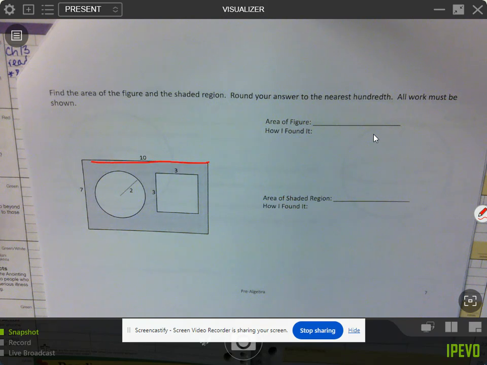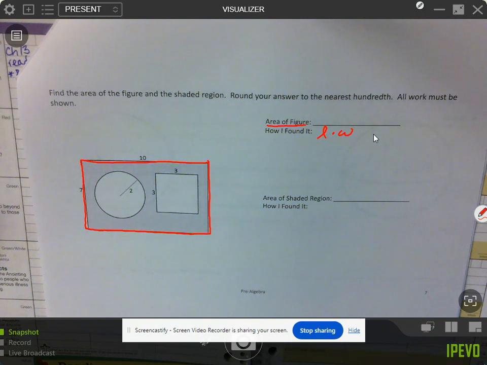The figure is this full rectangle. That is our full figure. When it says area of figure, it is that full rectangle. How do we find the area of a rectangle? Length times width. So what are you multiplying together to get that full area?